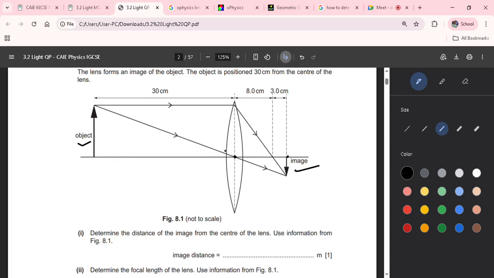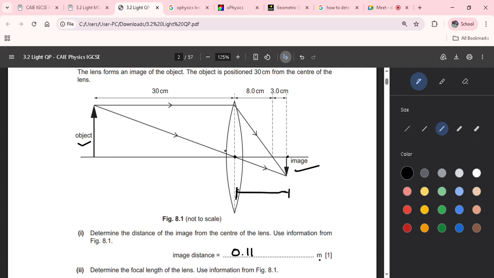Of course, 8 plus 3, right? Yeah, 8 plus 3, which is 11 centimeters. 11 centimeters is equal to 0.11 meter. So this one is the image distance.